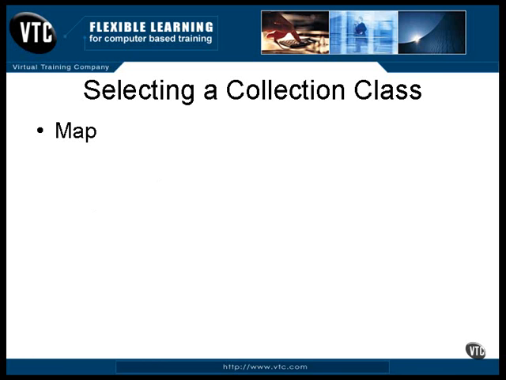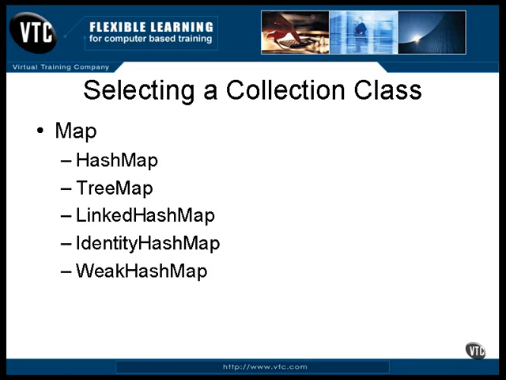The final core interface is map. There are 5 implementations of the map interface: hash map, tree map, linked hash map, identity hash map, and weak hash map. There's also one historical implementation: hash table. There are more implementations of map than the others, but it's actually easier to choose the right one. A hash map is the most usual. It's simple and serves well in most cases.